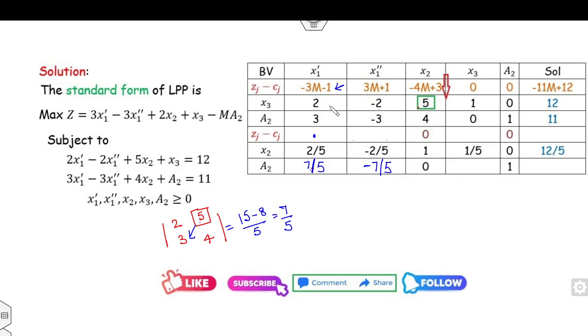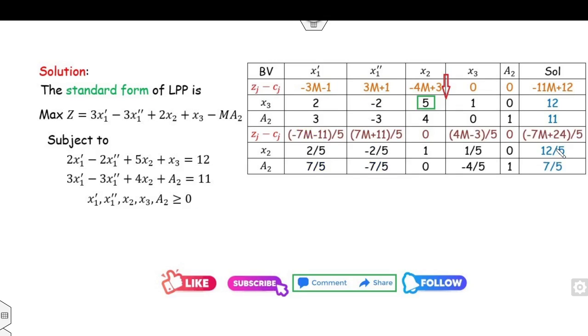Fine. Then 2, 5 and minus. So start from the box element. Minus 15m minus 5 plus 8m minus 6 divided by box element. So this number is my minus 7m minus 11 over 5. Minus 7m minus 11 over 5. This number will be plus 7m plus 11 over 5. Similarly, you can compute these four numbers.